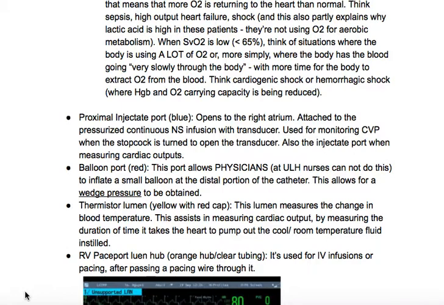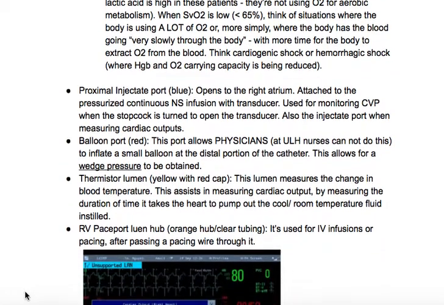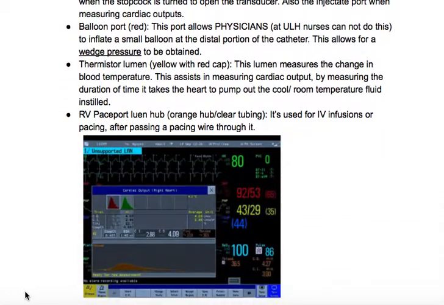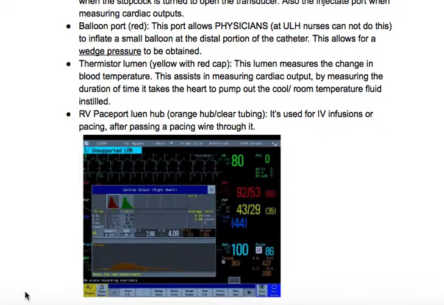And then lastly, the RV pace port, or the lumen hub. That's just the orange port. We don't really use this a ton, especially considering we don't get swans a lot. But it's just used for either IV infusions, which is most commonly what we use it for, or for pacing the heart. So if the patient does need a pacemaker or needs pacing from inside the heart, we can pass a pacing wire through it and pace the heart that way.